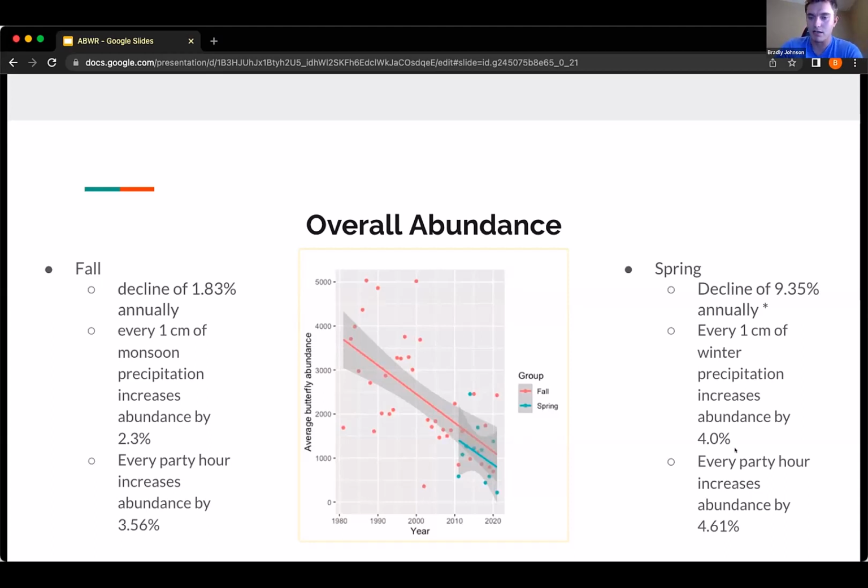And every party hour increases abundance by 4.61%. So we can really start to see how party hours, or time that volunteers spend out in the field surveying, are playing a large role in this, which makes sense because the more exposure you have out there, the more you're likely to see.